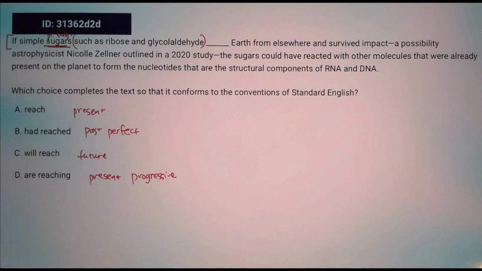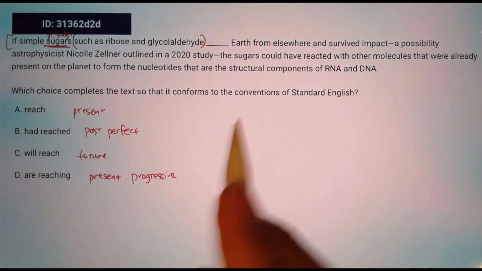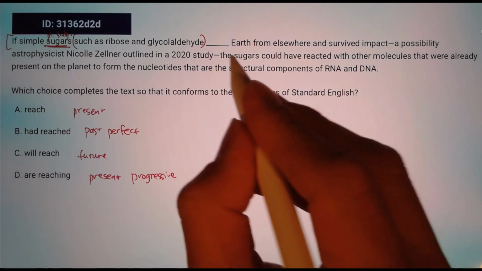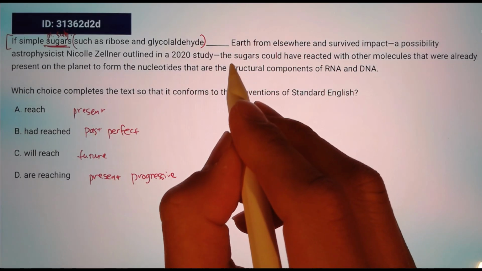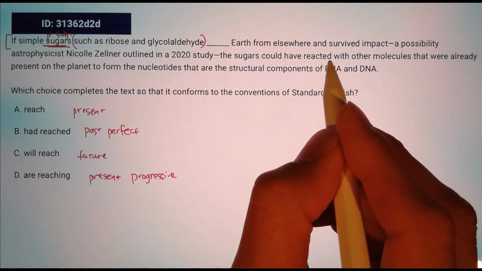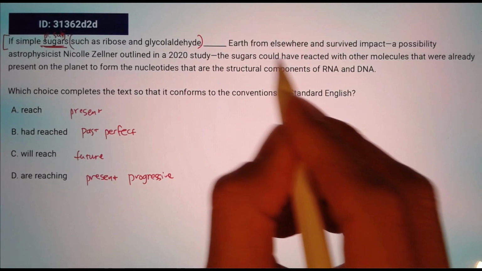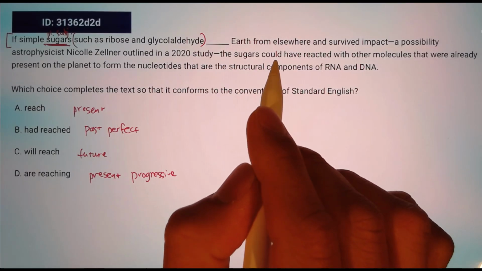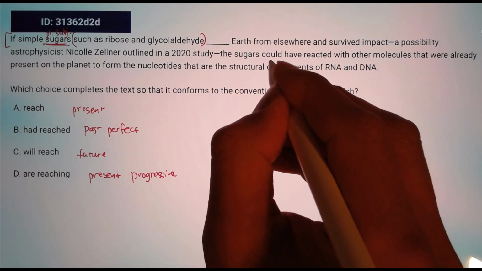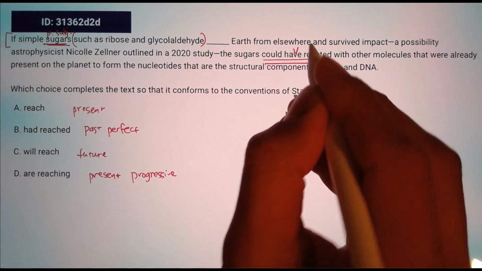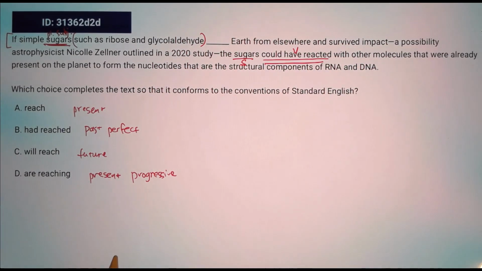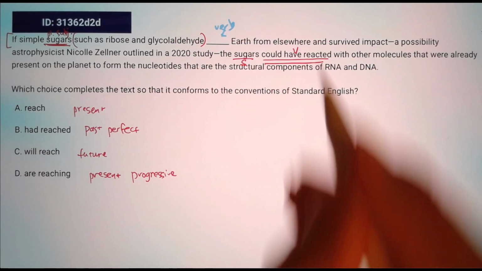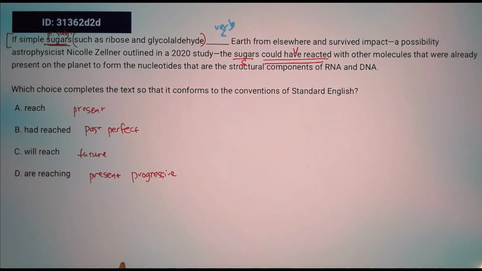So how do we tell this? Now we do have kind of a conditional statement here because we're making a hypothesis. If you look at this clause, the sugars could have reacted. Okay, so this is the beginning of the independent clause. The sugars could have reacted. That's a verb, and this is the subject. Yes, we have to put the verb here, but which tense matches here?